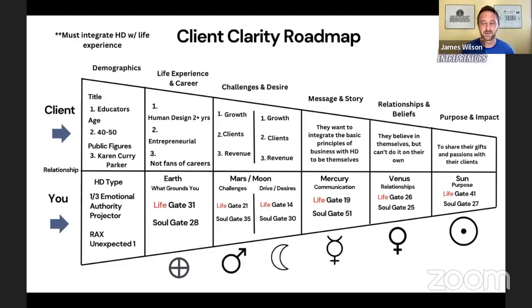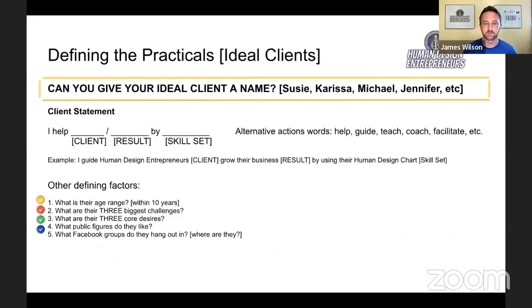And I'm here to support you. Venus, relationship, and then Sun, purpose. What impact are you here to make?